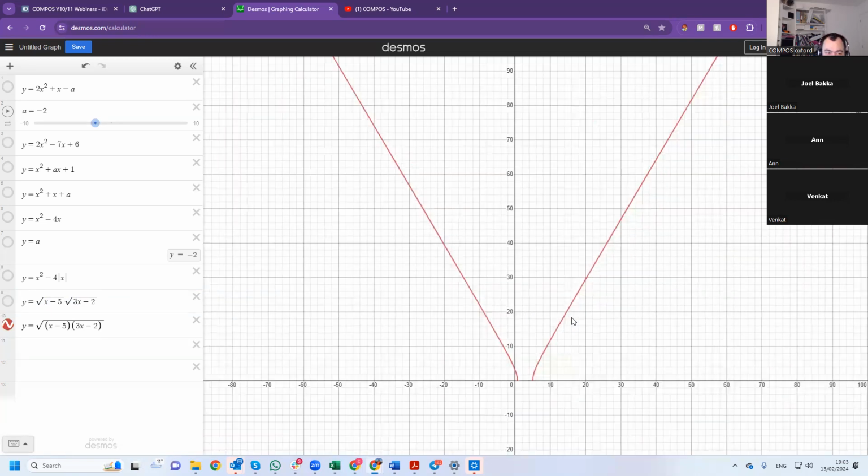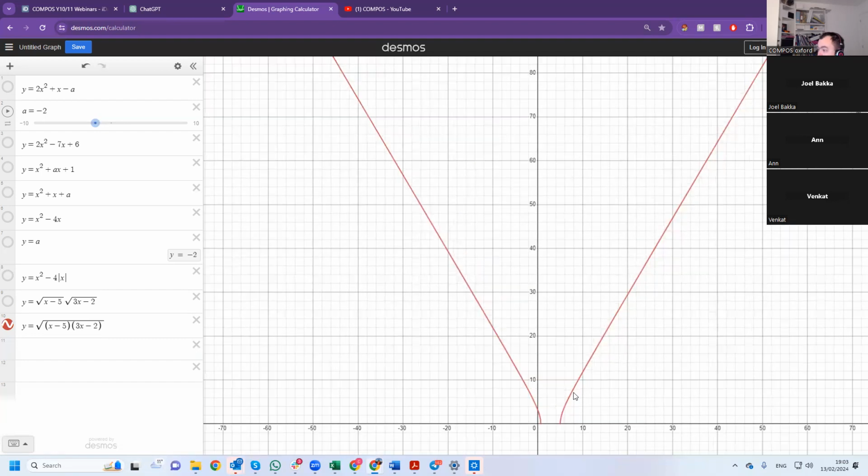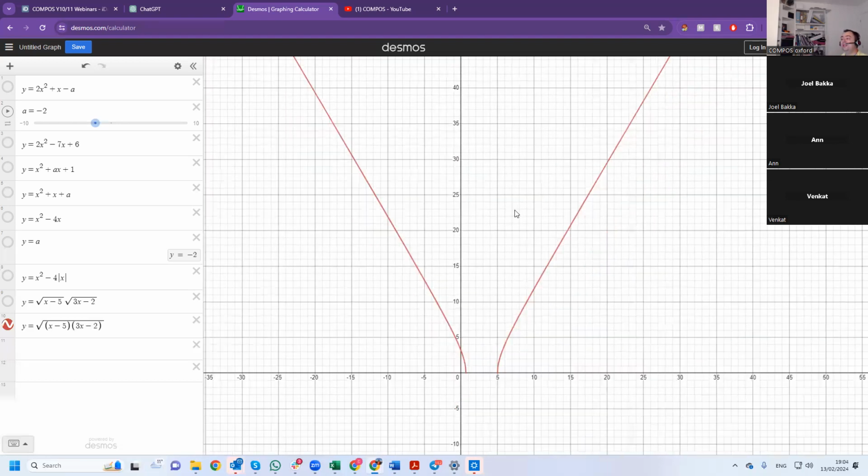You don't really need to understand the shape of that graph. I mean, it would help. It would be great if you could, but don't worry if you don't. The point is that when we talk about the domain, we are asking what are the possible values of x.